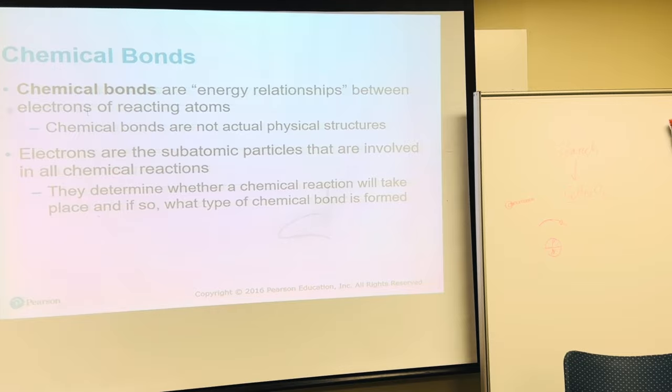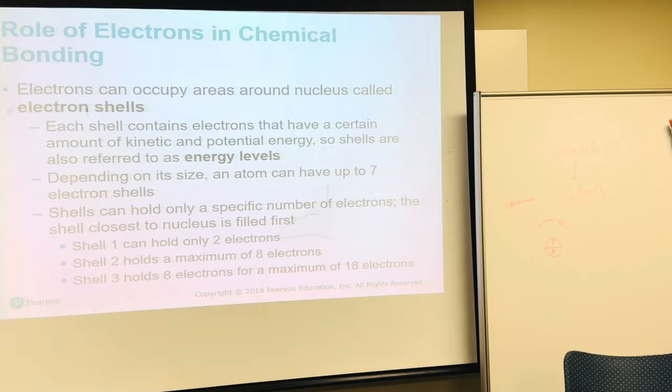We call it a chemical bond. This chemical bond is made between different elements. It is an energy relationship between the electrons of the reacting atoms, and chemical bonds are not actual physical structures. Electrons are the subatomic particles that are involved in all chemical reactions. So they determine whether a chemical reaction will take place, and if so, what type of chemical bond is formed. We are going to talk a lot about that. So now let's talk about the different types of chemical bonds.